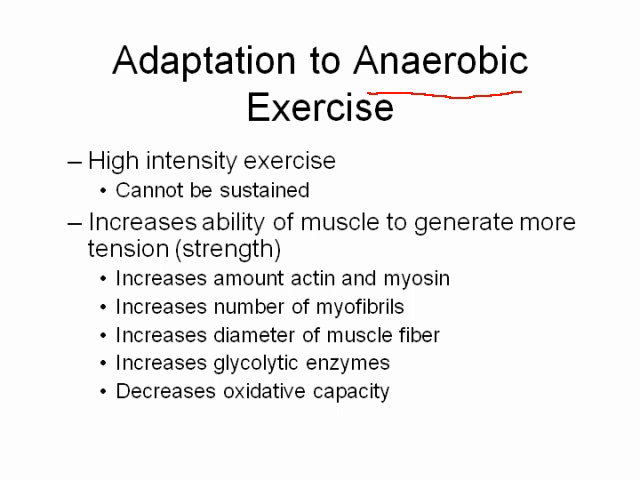What happens in anaerobic exercise? Well, these are high-intensity exercises that can't be maintained. You're going to increase the ability of the muscle to generate more tension, doing this by increasing the amount of actin and myosin, the number of myofibrils, and the diameter of the muscle fiber, and increasing the number of glycolytic enzymes, that is, the number of molecules of enzyme that are available, and decreasing the oxidative capacity. This makes sense. If we're increasing the diameter of the muscle fiber, we have to decrease its oxidative capacity because a larger muscle fiber is going to be harder for oxygen to diffuse readily from the bloodstream throughout the cytoplasm.